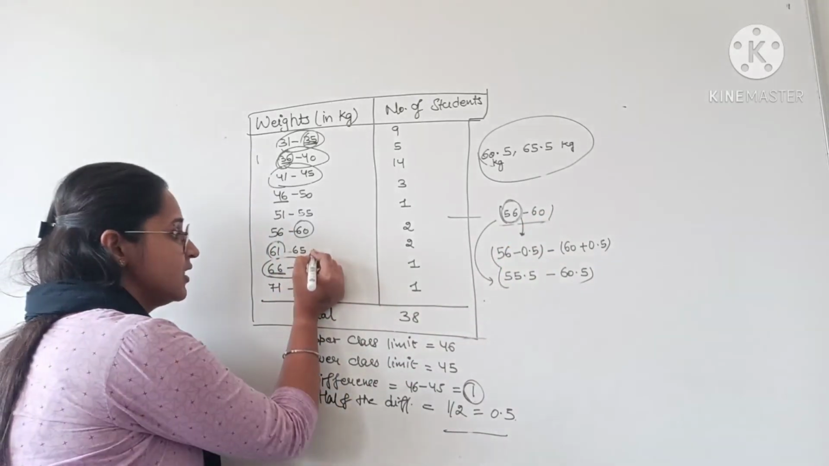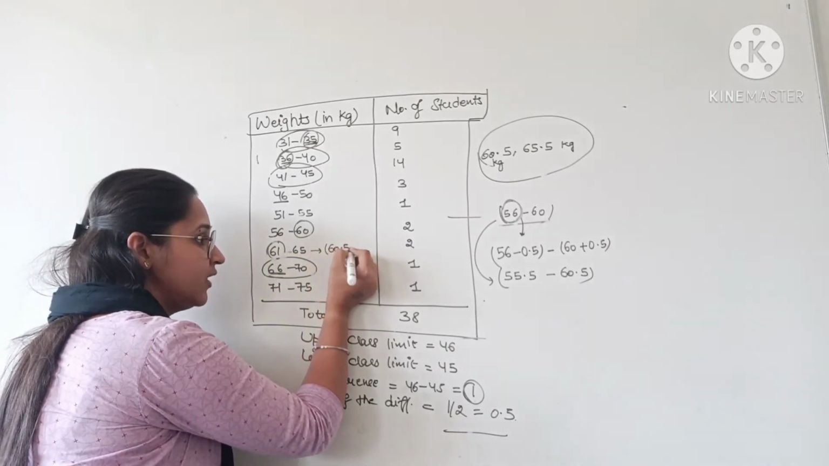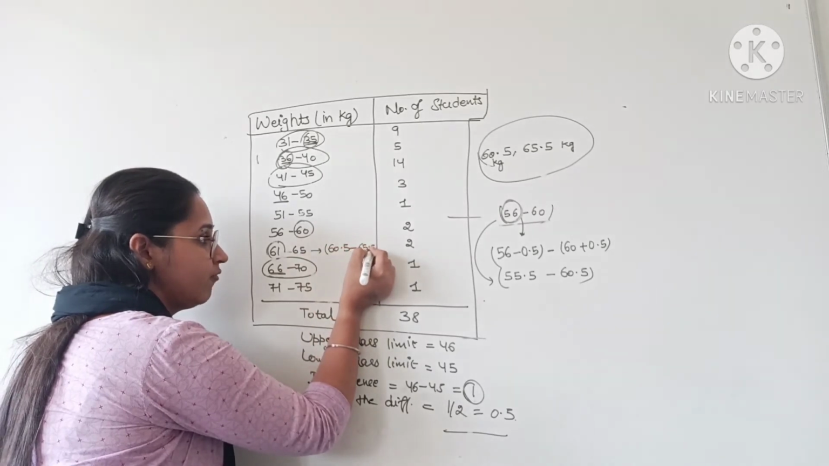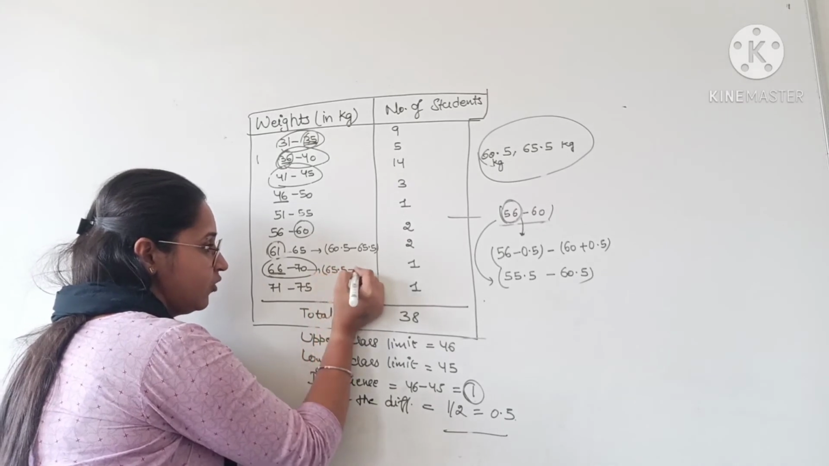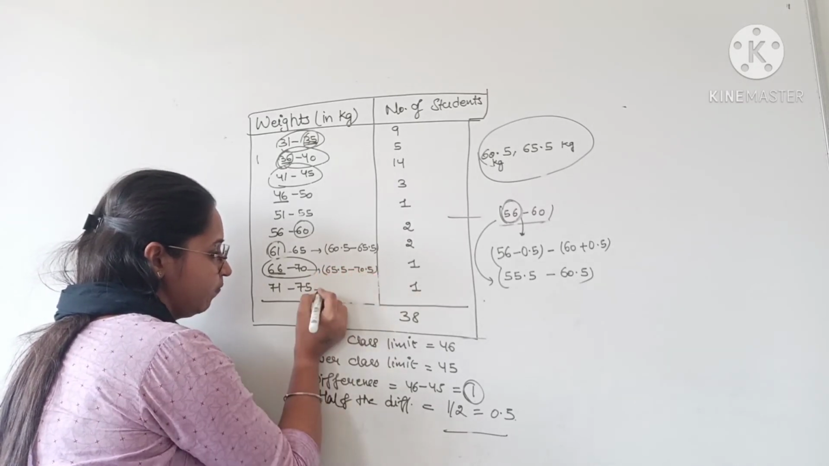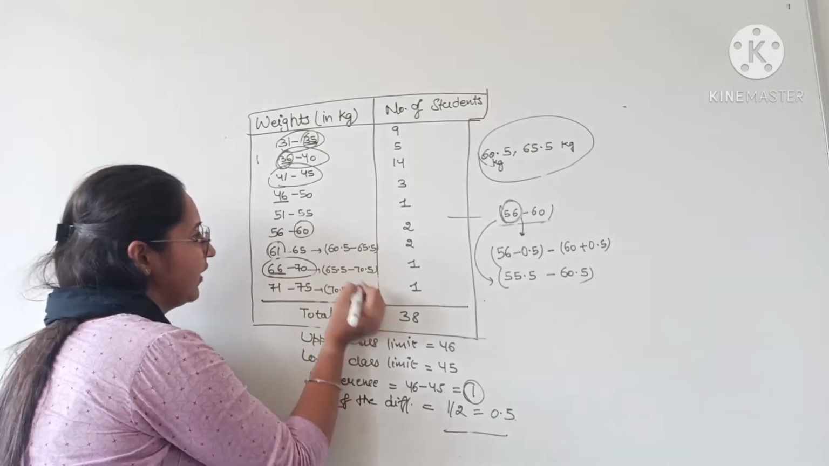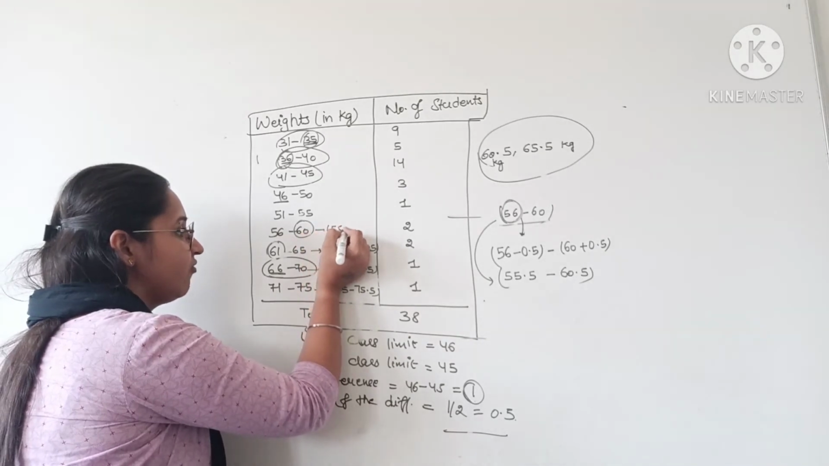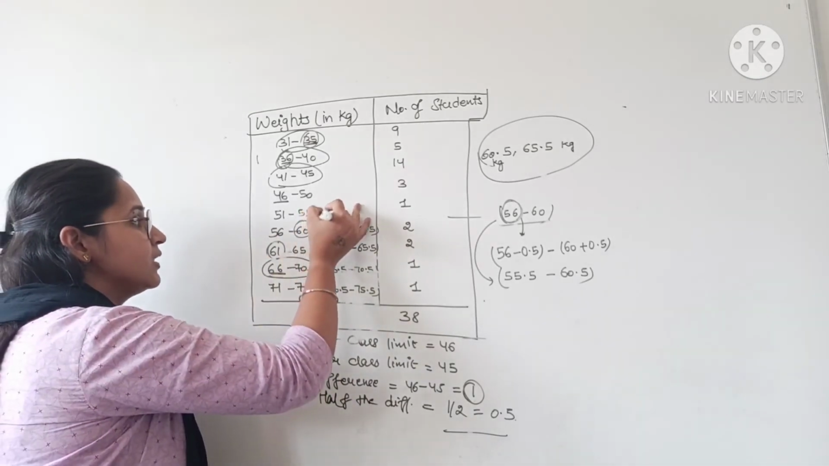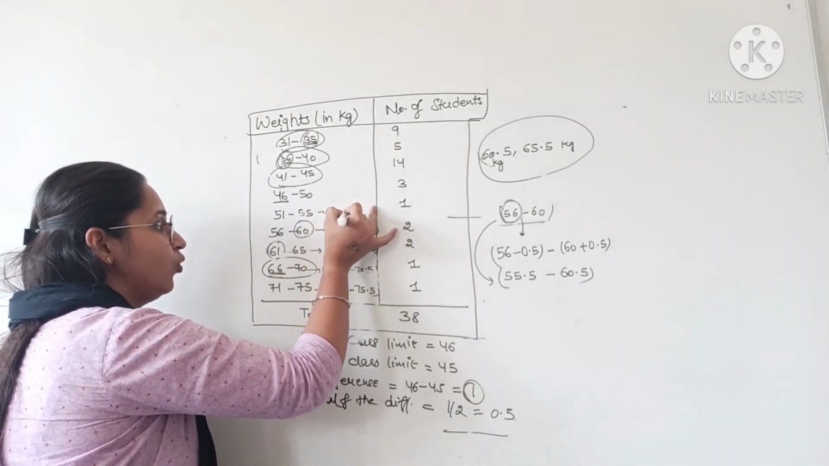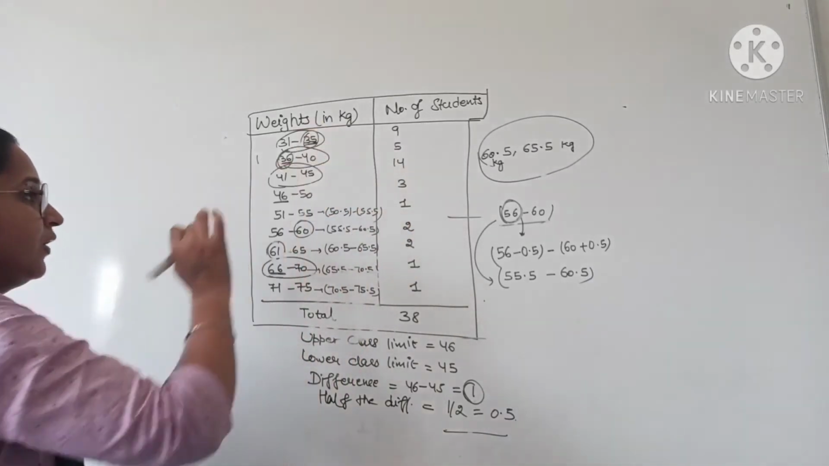Same way, tell me fast. This 61 to 65 will become 60.5 to 65.5. Then 60.5 to 70.5. Very good. It is 70.5 to 75.5. Same way, it is 55.5 to 60.5. Okay, and it is 50.5 to 55.5. Now, next you can write easily.